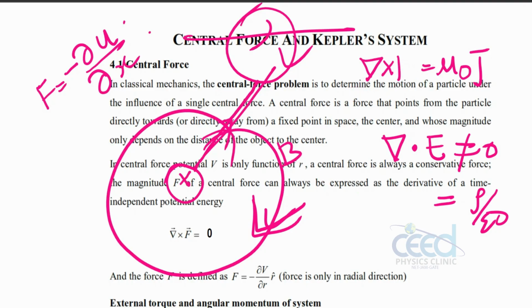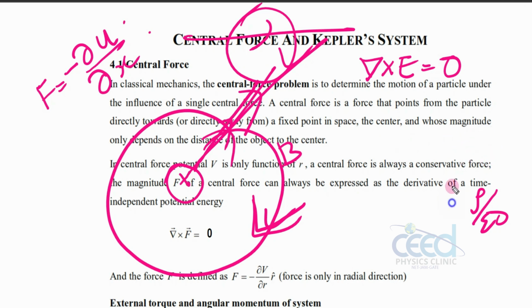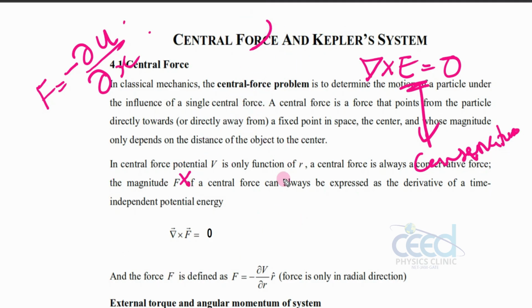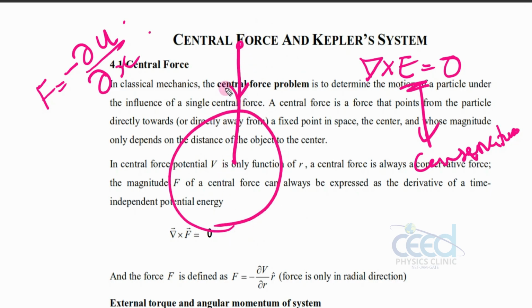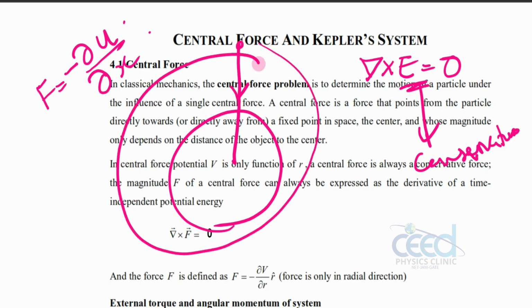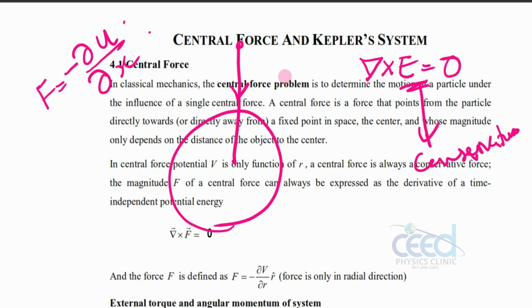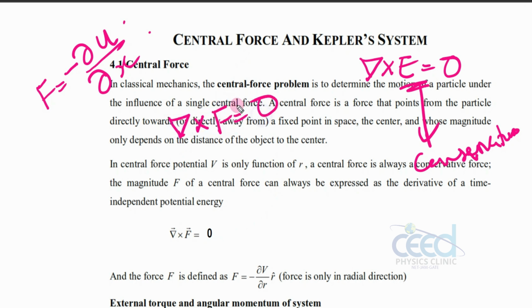But del cross E equal to 0 means, what is its meaning? The electric field is diverging only, not rotating. That means we say the electric field is conservative. Can I say conservative? Right. Similarly, think of the gravitational force. This force is acting towards the center. It is not a circular force. It is not a revolving force. It is acting towards the center. That means it is a conservative force. That means del cross F is equal to 0.